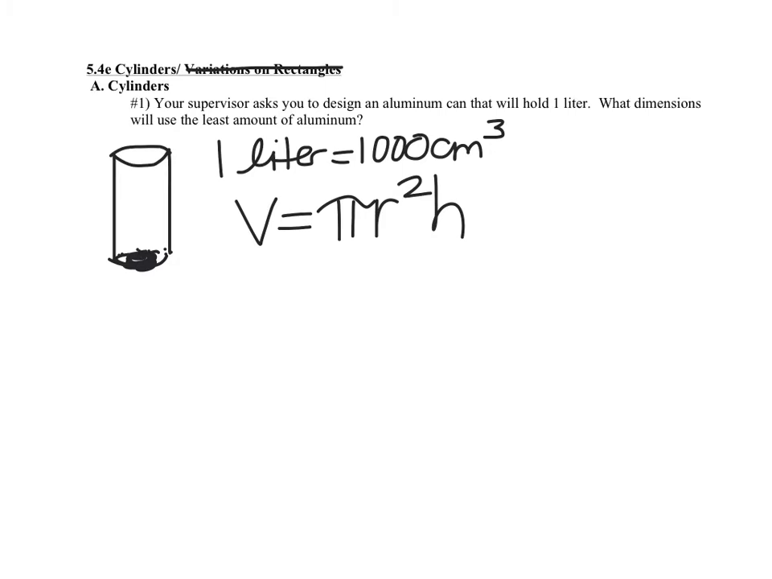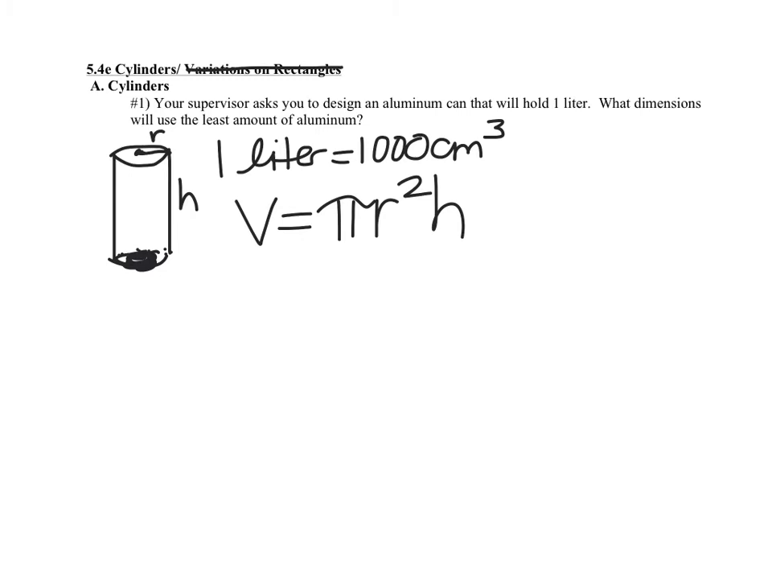Okay, so let's label these things here. You have h is the height, and then to the center of your cylinder up top, that's r for radius. So volume is pi r squared h.